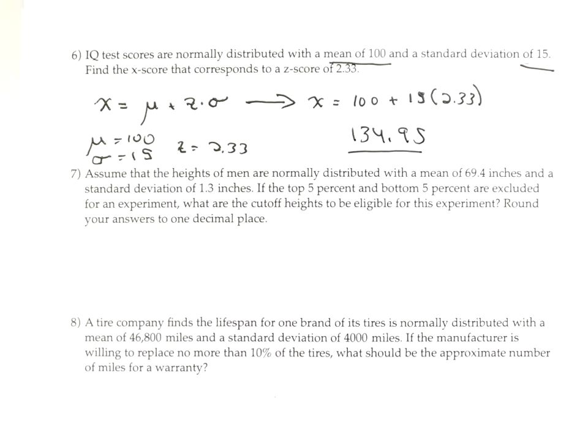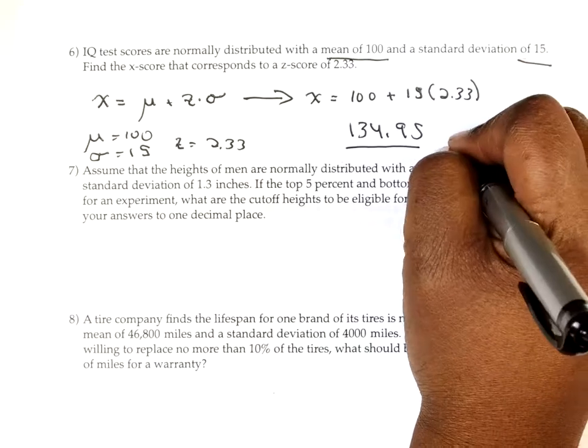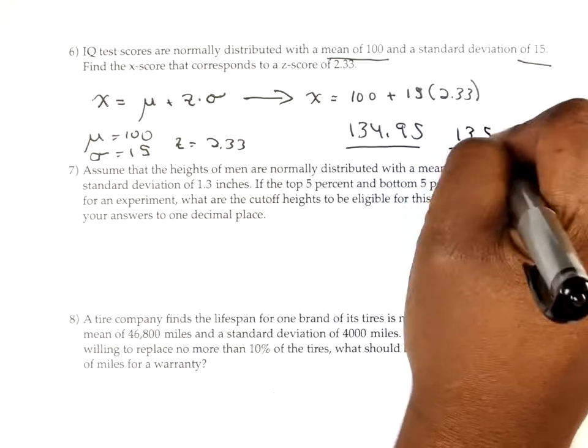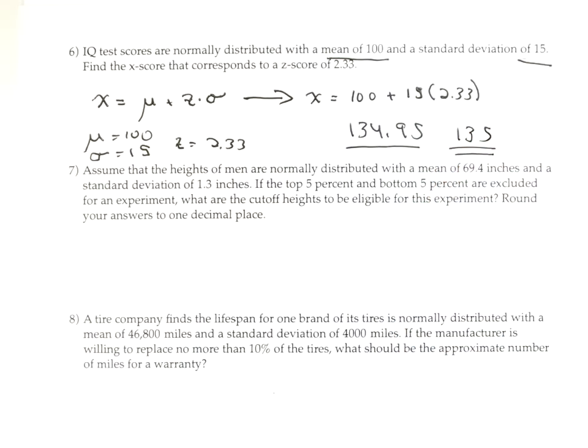So that is the X score that's associated. Now, because this is an IQ test score, normally they're whole numbers. So a better expression would be just to round it off to 135.